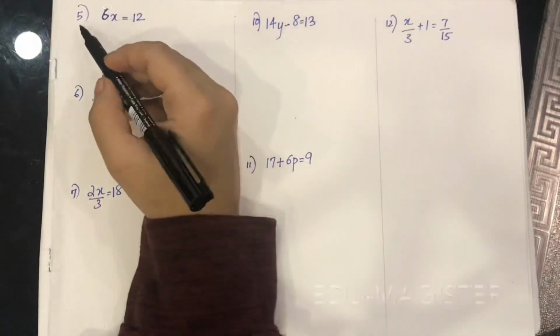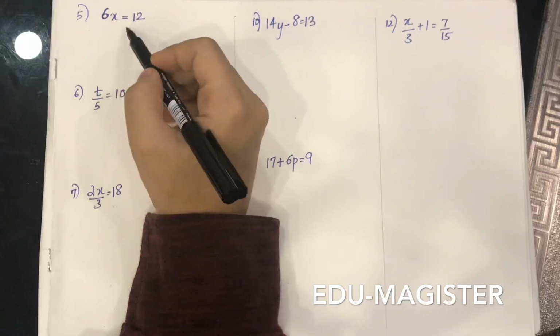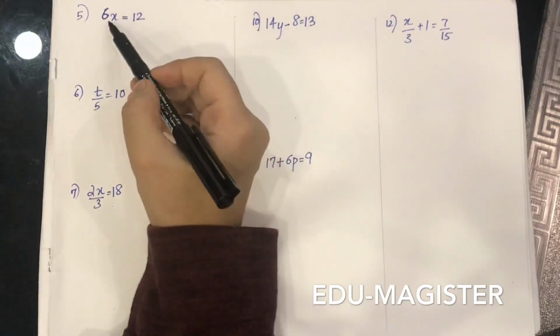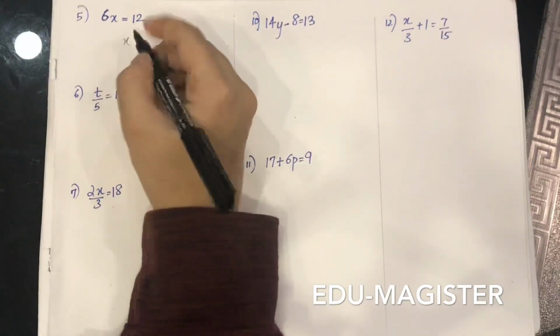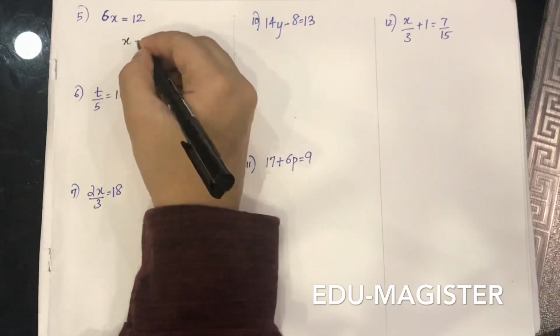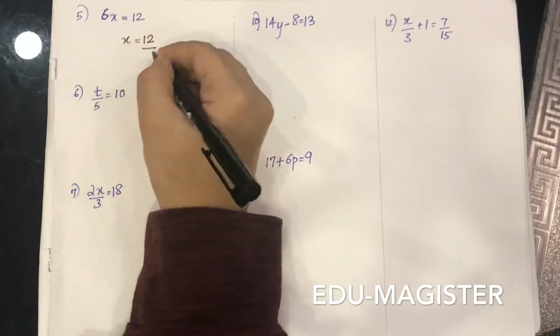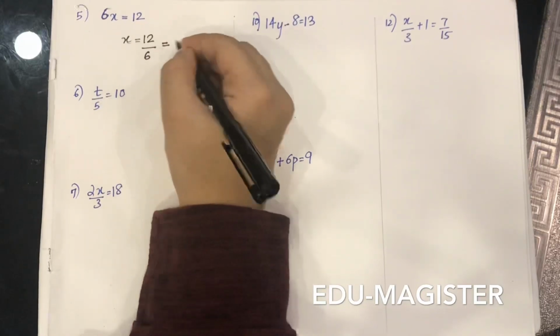Next, question number 5, which is 6x is equal to 12. So it is multiplication here. So what do you do? You have to divide it. That is 12 divided by 6, which is equal to 2.